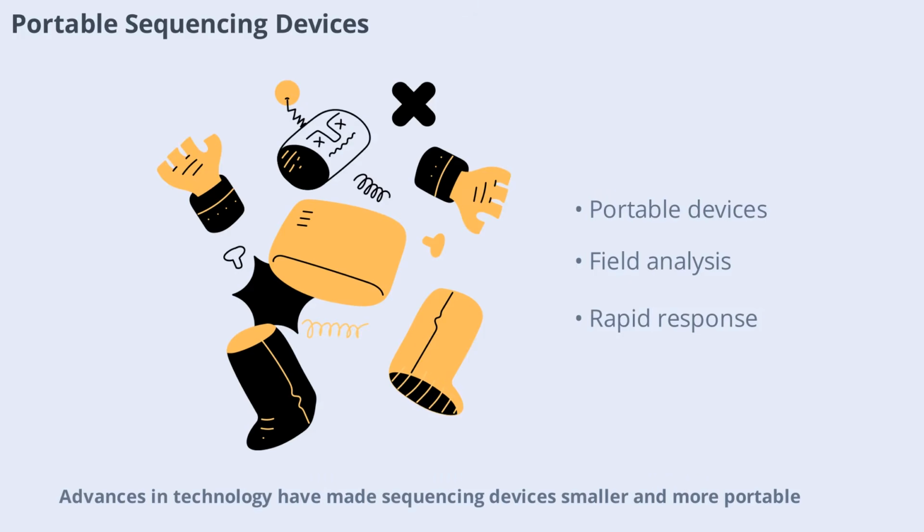Advances in technology have made sequencing devices smaller and more portable. Scientists can now bring these tools into the field, enabling rapid analysis during outbreaks, even in remote locations. This mobility is transforming how we respond to infectious disease threats.